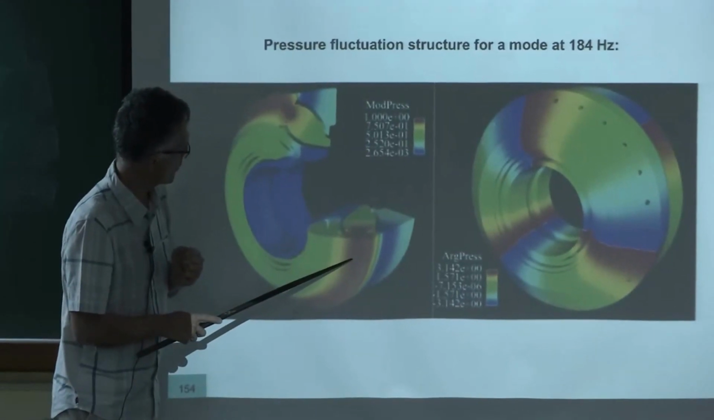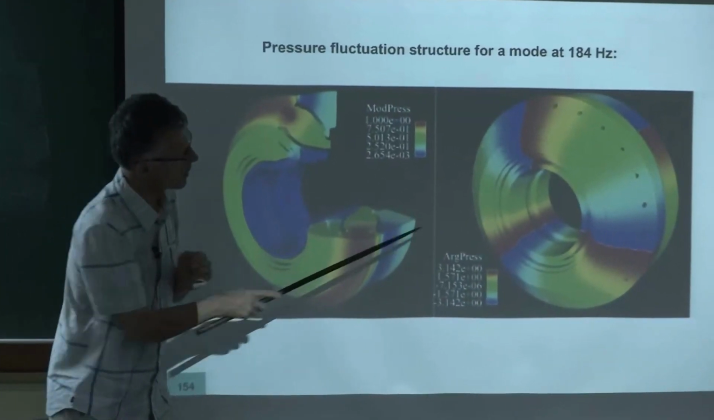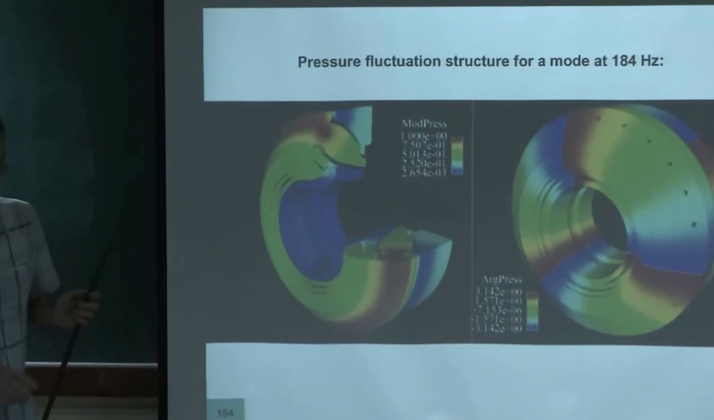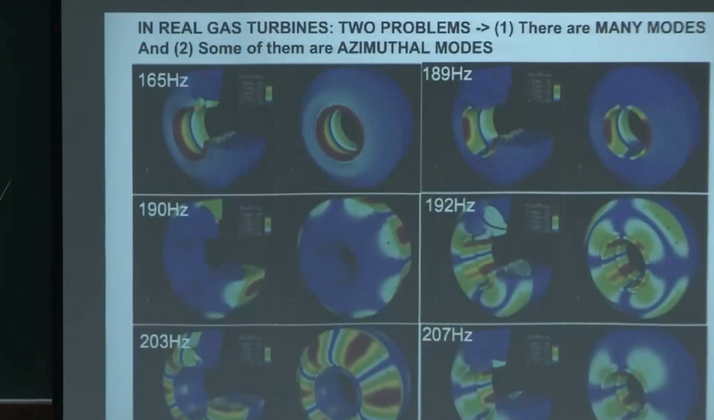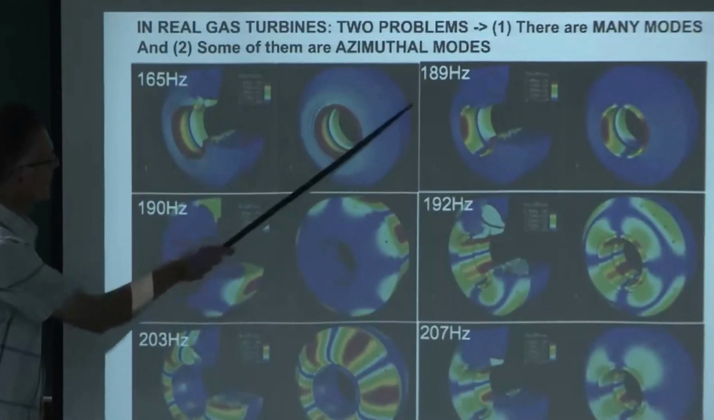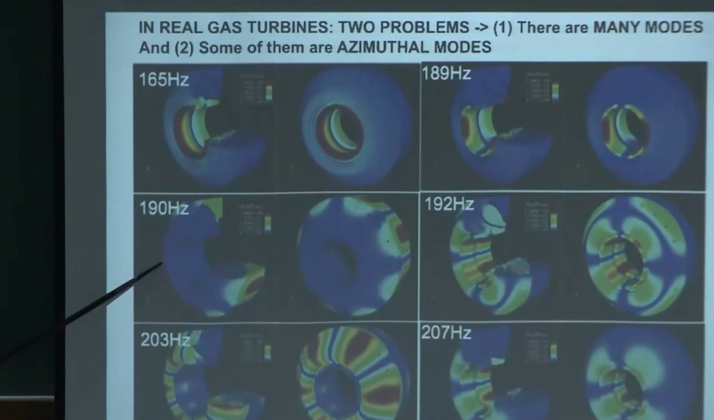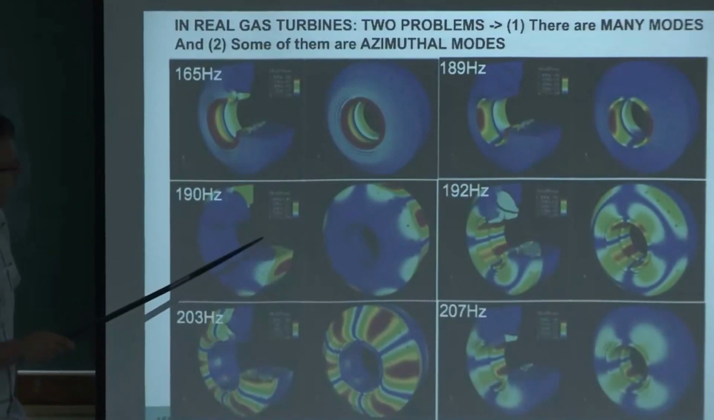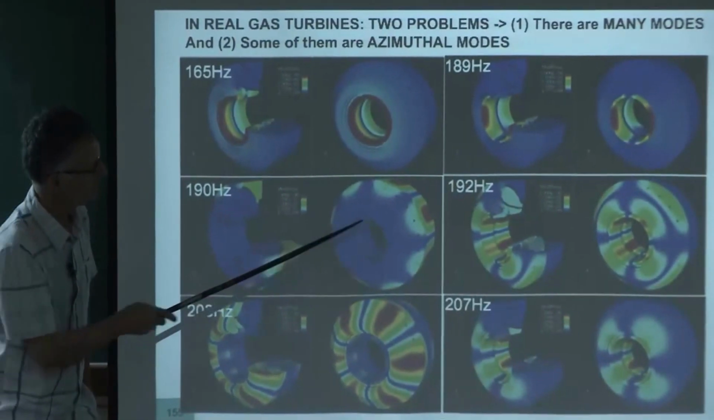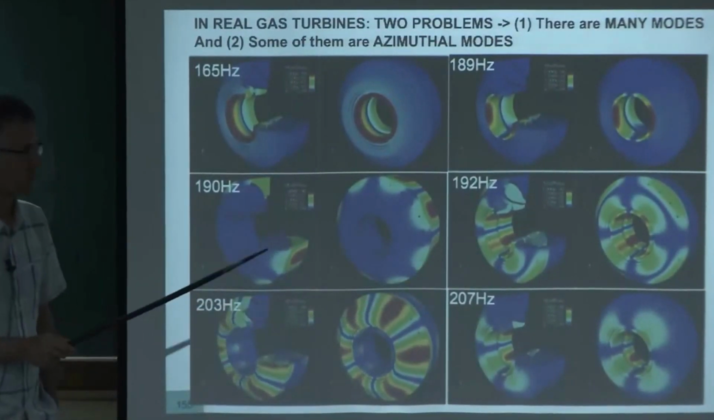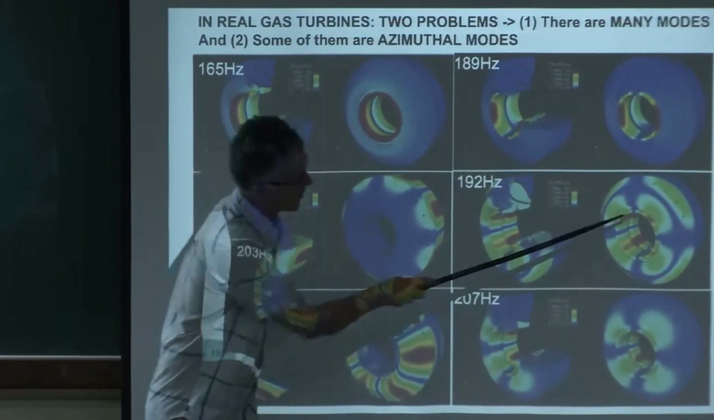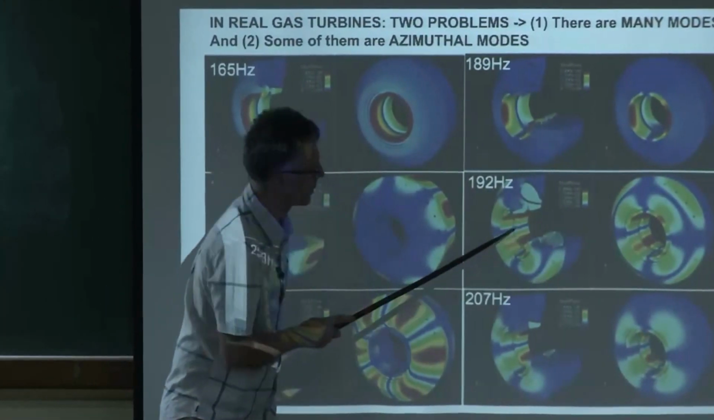You have the maximum of pressure here. And you see here that here you have the argument, here you have the modulus. That's one mode at 184 hertz. But if you start looking at the other modes, 165, 189, 190, 192, 203, 207. If you look at modes which are very close, like for example this one 190 and this one 192, they have nothing in common. This one is a transverse mode here in the plenum, and this one is much lower here, but it's a transverse mode in the chamber.